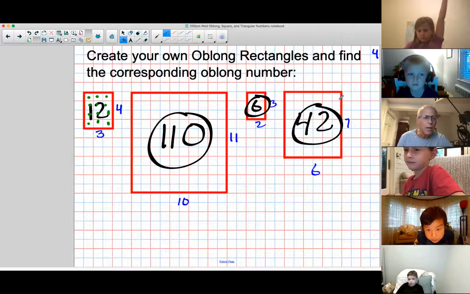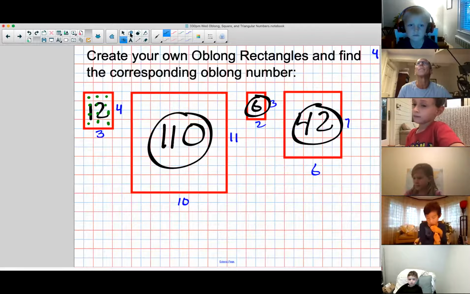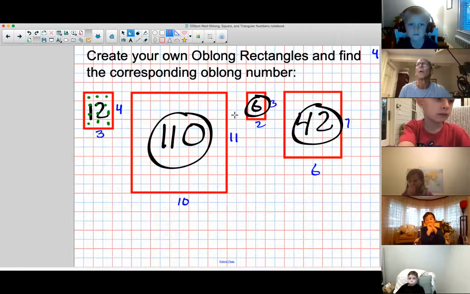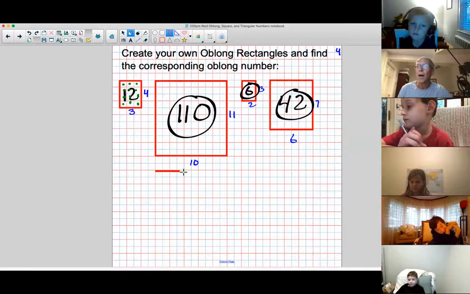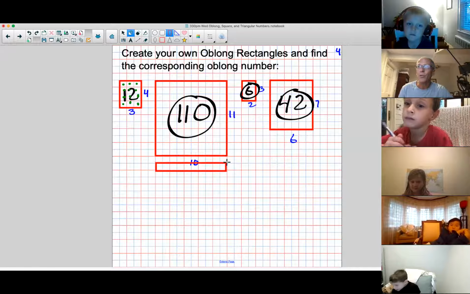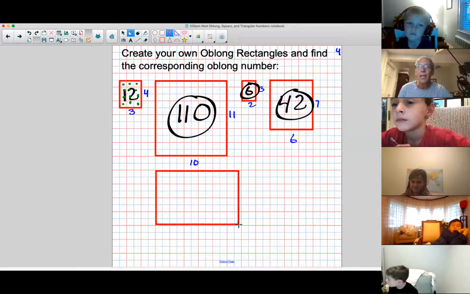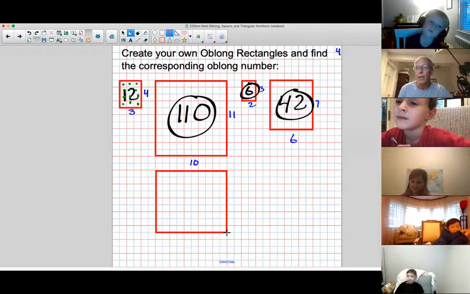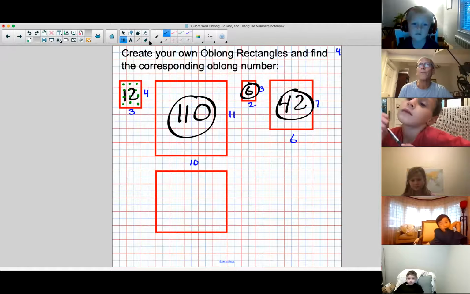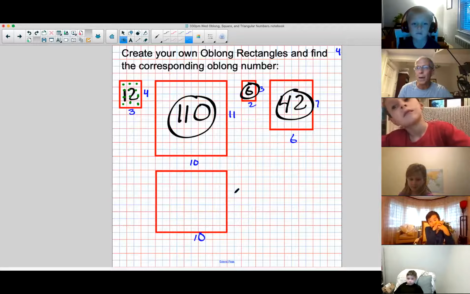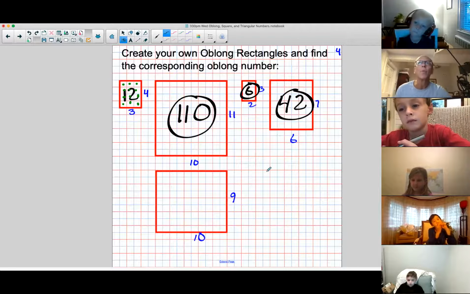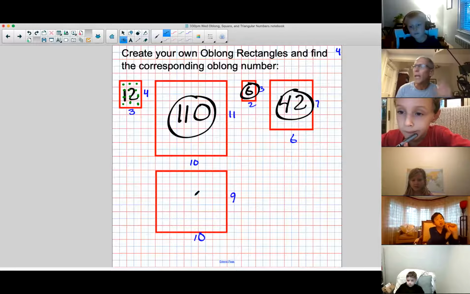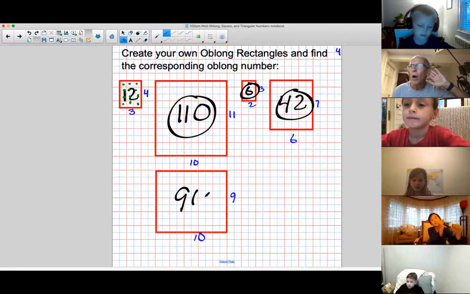Who's going next? Amelia? Signe, go for it. I did 10 by 9. Ooh. Now, you know how I'm going to do the 10 by 9? I'm going to cheat a little bit here, and I'm going to use the 10 from Aaron's, and then I'm going to go down 9, and I think that will work for me. So I've got 10 by 9. And what did you get for your oblong? 100. Well, 10 times 10 is definitely 100. But what about 10 times 9? Say again? 90. 90. Awesome.